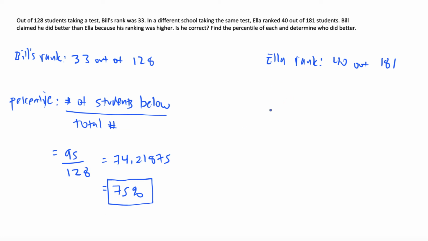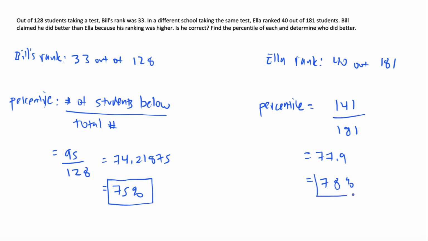So what about Ella? For her percentile, we would do the same thing. How many students did she do better than? Well, she ranked 40 out of 181, so she did better than 141 students. So we want to divide that by 181. And once again, in your calculators, we get 77.9. And this one we would round up as well to get 78%. So Ella did better than 78% of her class.